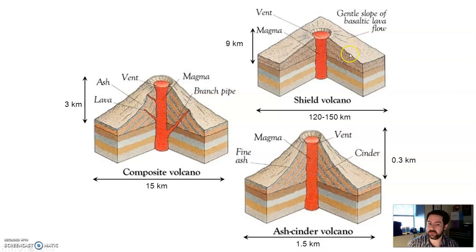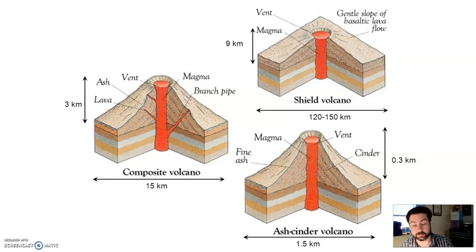And look at shield volcanoes. They look less steep, and they are. These 2 are very steep. Shield volcanoes are less steep, but they can be 120 to 150 kilometers wide, so we're pushing 100 miles wide, and 9 kilometers in height, so about 5-6 miles in height. So there are shape differences as well.